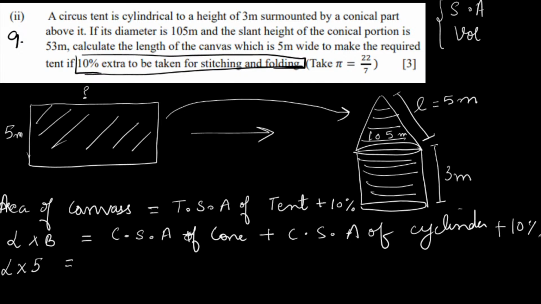2 pi, 2 pi RL. No. Curved surface area of cone. CSA of cone is pi RL. Good. What about cylinder?